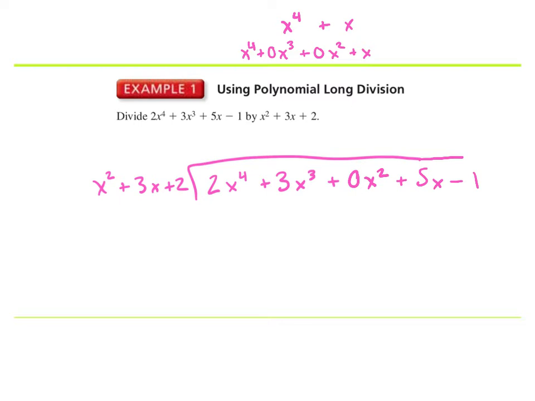Now we divide. So we need to see what times our first term outside will give us our first term inside. So what times x squared gives us 2x to the 4th power? 2x squared. So important, we have to line up all of our same degrees. So we said 2x squared is what gives us 2x to the 4th power. So we're going to put 2x squared. We keep our x squareds on top of each other.